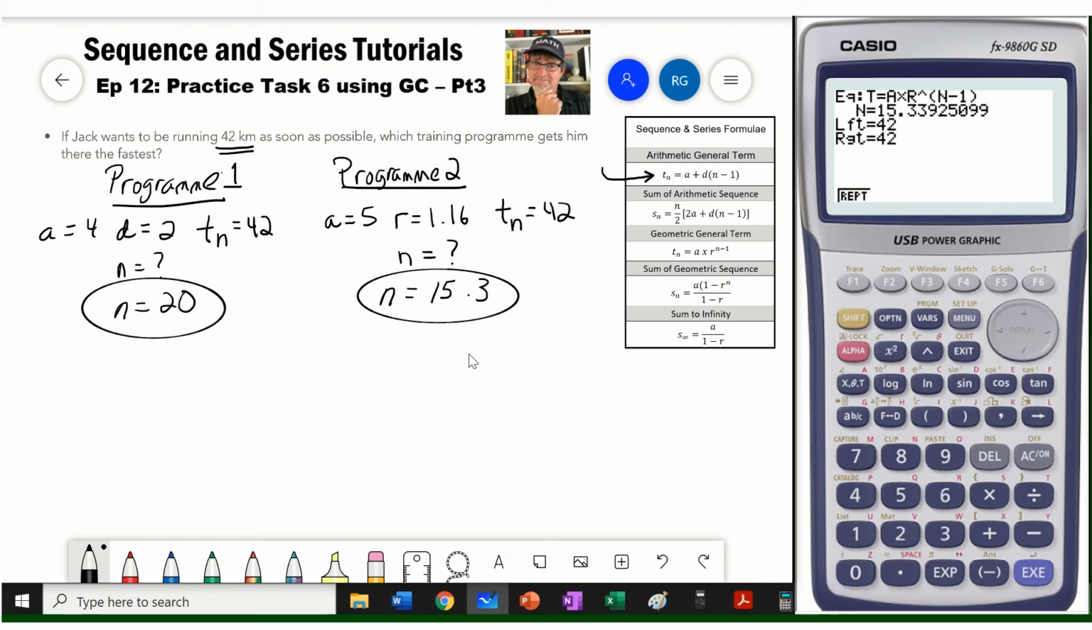Well, it means that at week 15, he's going to be under 42 kilometers, isn't he? And at week 16, he's going to be over 42. He's going to have reached 42. So we've got to pick week 16, don't we?